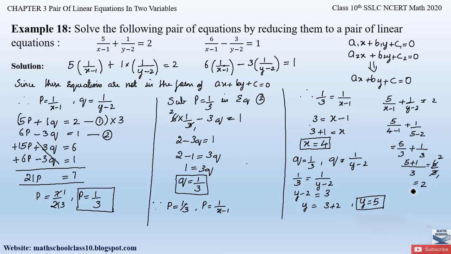So the answers are verified. So the value x is equal to 4 and y is equal to 5 is verified in this manner. You can also verify in the second equation in the similar way. So therefore you can say x equal to 4 and y is equal to 5 is the solution for the given pair of equations, right? So this is how we solve this problem.